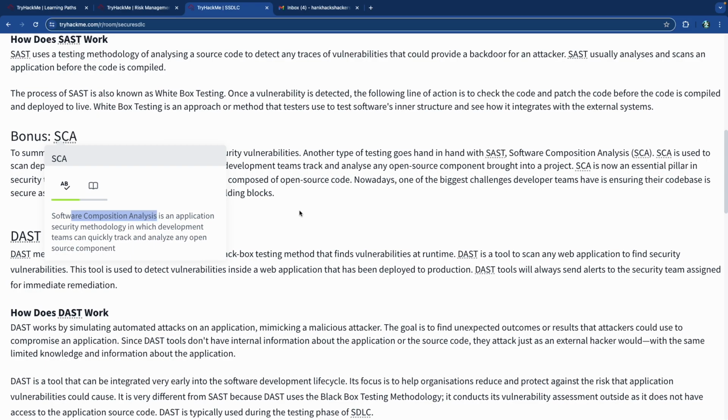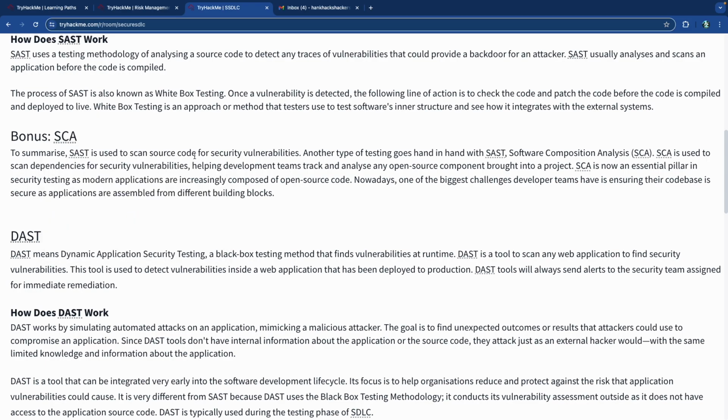Then you have a bonus, which is SCA right here. Software composition analysis is another type of testing that goes along with SAST, which scans source code for vulnerabilities. SCA is used to scan dependencies for security vulnerabilities, meaning libraries or external tools that you would use, and it helps the development team track and analyze any open source component that's been brought into the project.